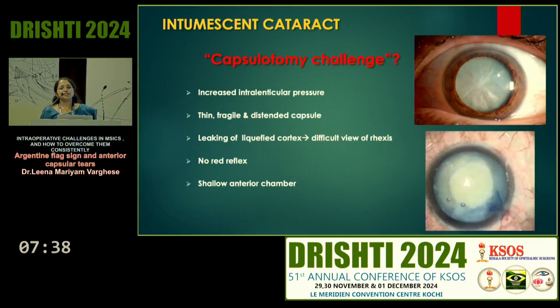Now, in an intumescent cataract, capsulotomy is a challenge. Why? Because we have a thin, fragile anterior capsule. There is too much intralenticular pressure. There is leaking of liquefied cortex, which makes for a difficult view for the rhexis. There is no red reflex, and the anterior chamber is shallow.